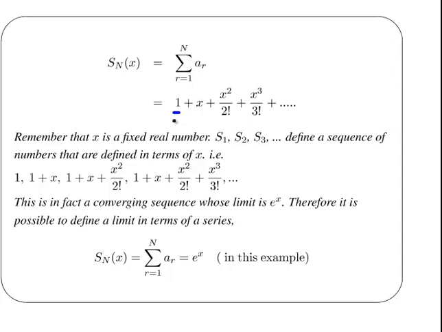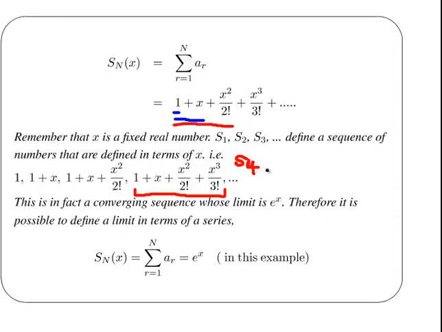S of 2 is the first two terms, and in this case that would be 1 plus x. S of 3 would be 1 plus x plus x squared over 2 factorial. So it would be these first three terms, and so on. So you get the idea then. This is S of 4 here, this term here. Okay, so that's a 4 there, sorry. Let's make that a bit clearer.